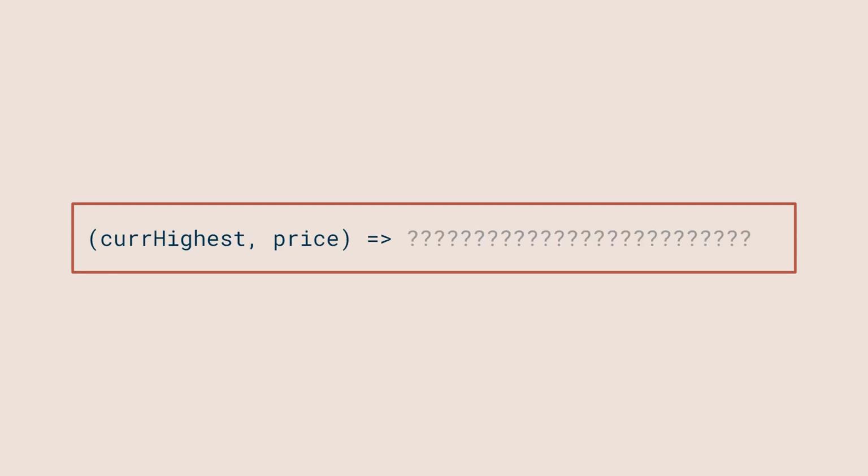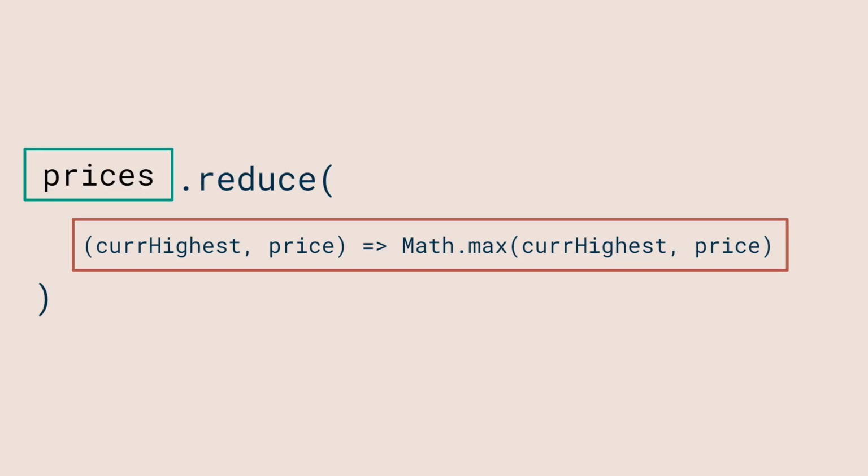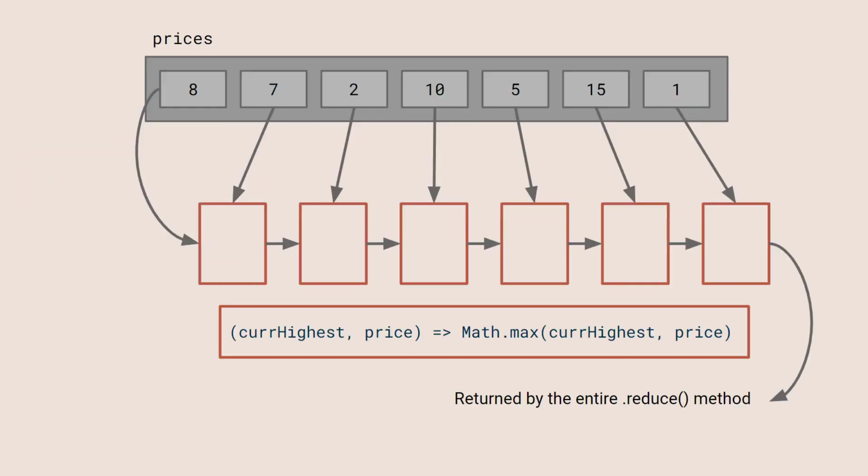There are a lot of different ways to write this. I am going to use the Math.max function. It's a helpful little function that will return whichever number is highest between the numbers that you give it. You could also write this with an if or a ternary operator, but this works great for me. So we pass that callback function into the reduce method, and let's walk through what happens.